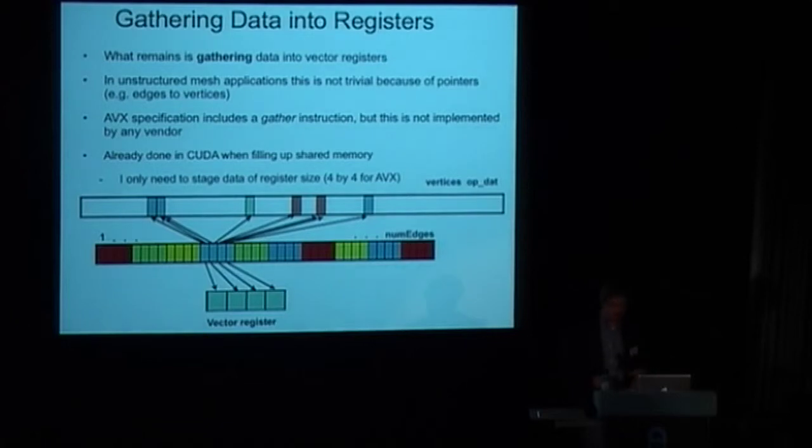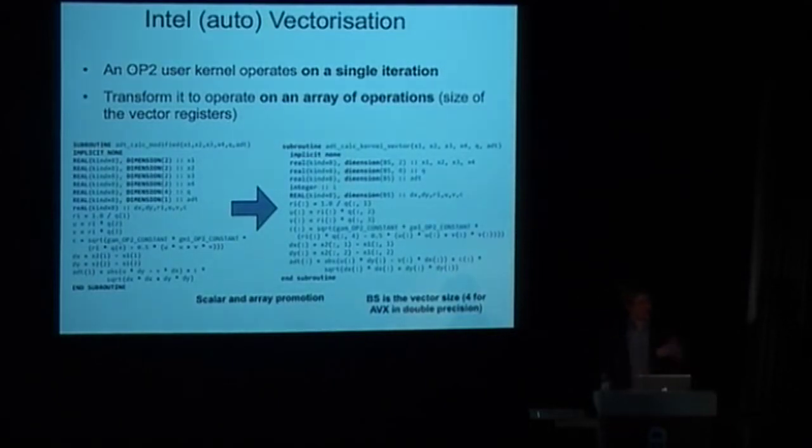And then we, let's say, do something more to get vectorization, which is using the Intel vector support, if I can remember it well, in Fortran. So what we do, fundamentally, on a user kernel, is the scalar and array promotion, which is transforming the user kernel from operating on a single iteration to operating, in this case, over, let's say, 4, because we were running on AVX, over 4 iterations.